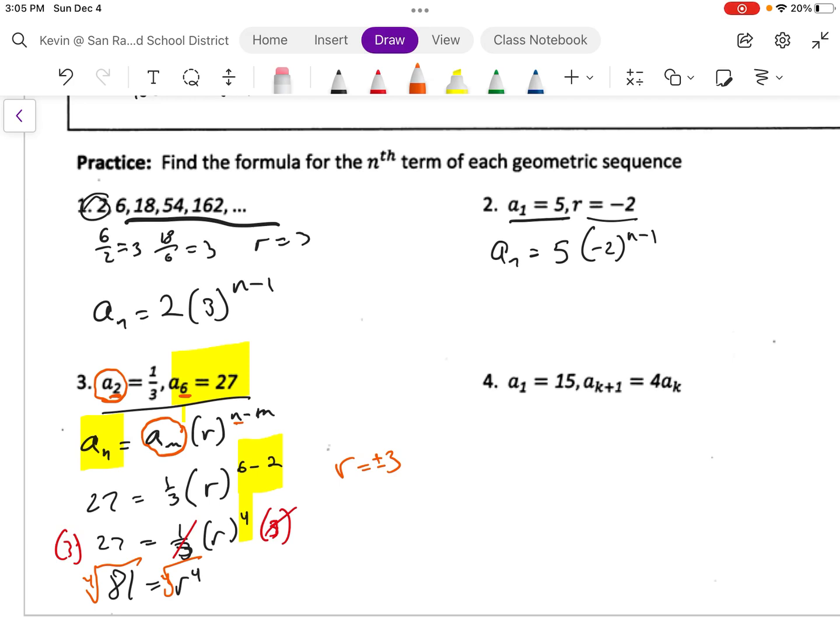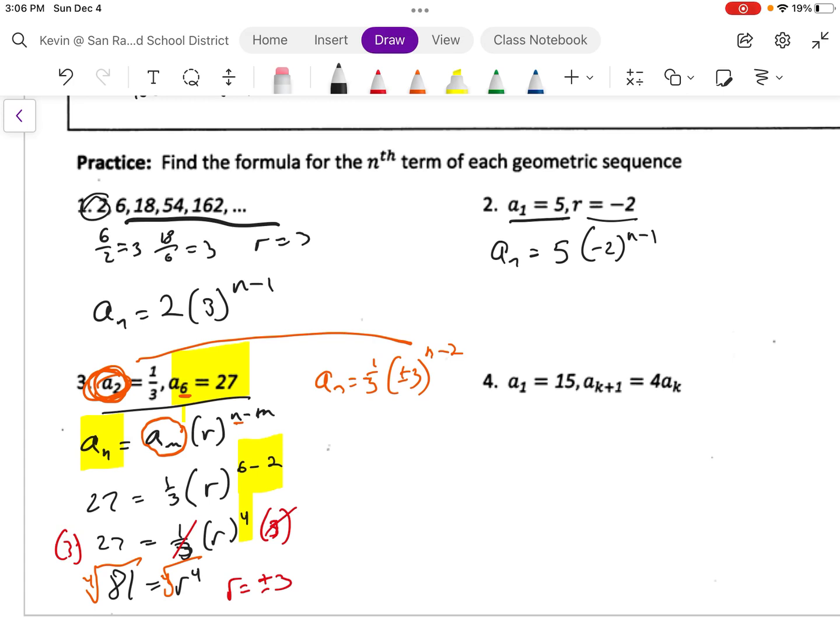So I guess one possibility for an answer would be a sub n equals 1/3 times plus or minus 3 to the n minus 2, because this is the second term here. We'd rather have it where we have our first term. Let me erase this.